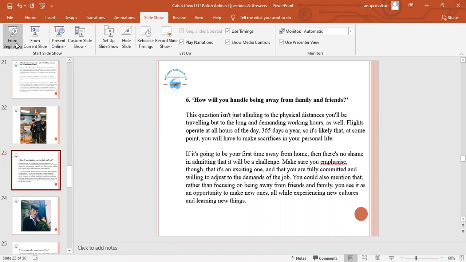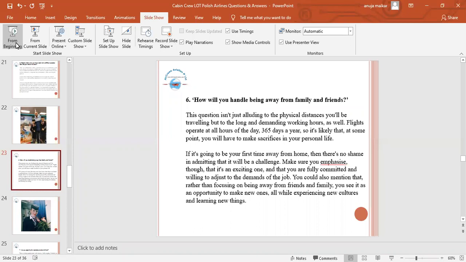If it's going to be your first time away from home, then there's no shame in admitting that it will be a challenge. Yes, it is, right? To be away from our parents or maybe our siblings, but make sure you emphasize that it's an exciting one, that you enjoy it also, because it will be a new experience. You're meeting new people, working with your colleagues. You need to show that though I'm away from my family, I love the work I do and I'm very passionate about it. Yeah, so that is what you need to show.